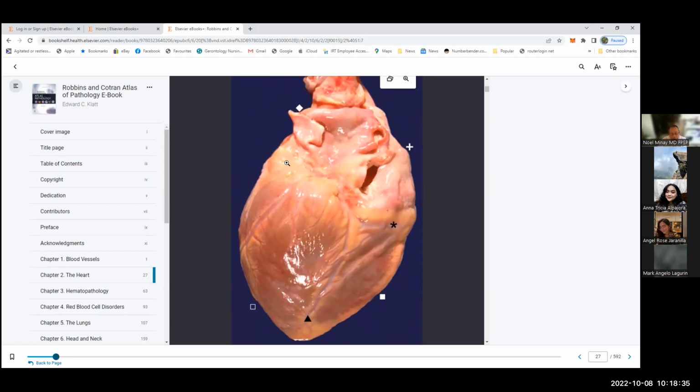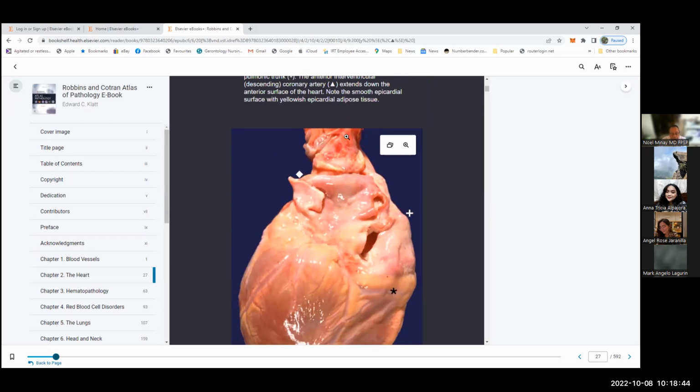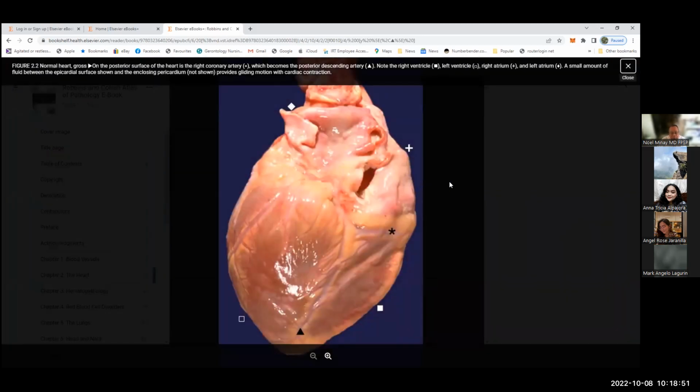Ito ang right atrium, left atrium. Yan. Ito yung connection sa lungs. Ito yung pataas yung sa aorta. Okay?